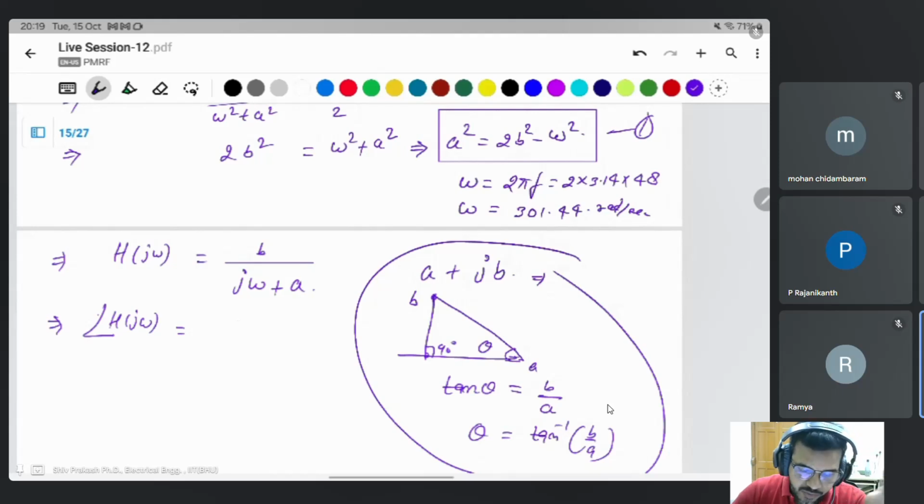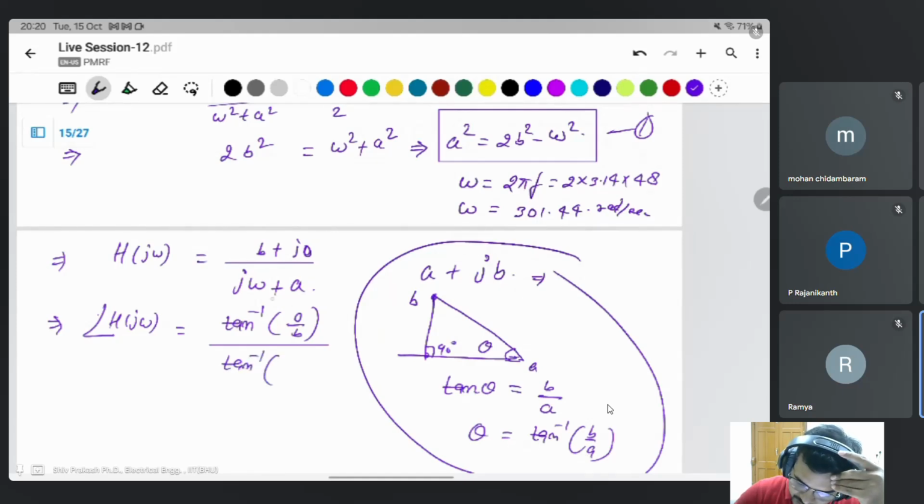The angle of b is 0 because there is no imaginary part. So you can say this will be 0 j omega. Then the angle is tan inverse of 0 by b, divided by tan inverse of omega by a.